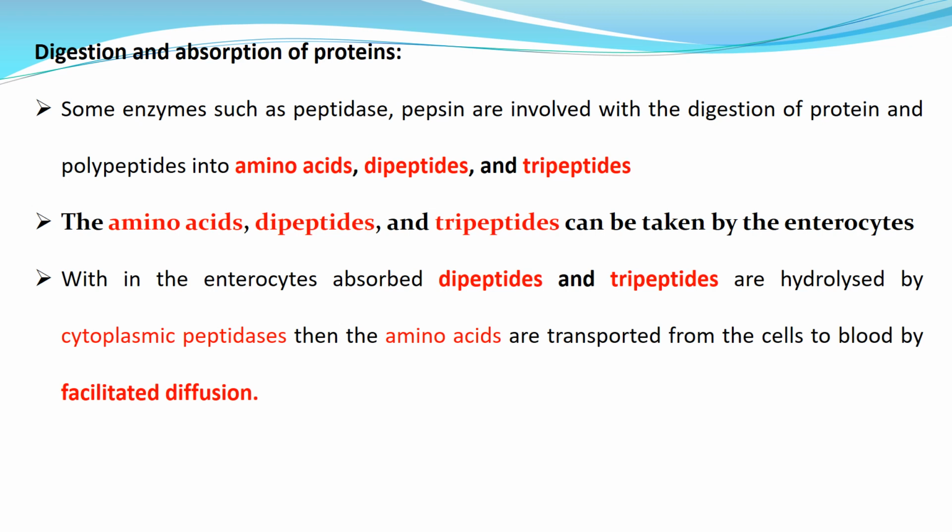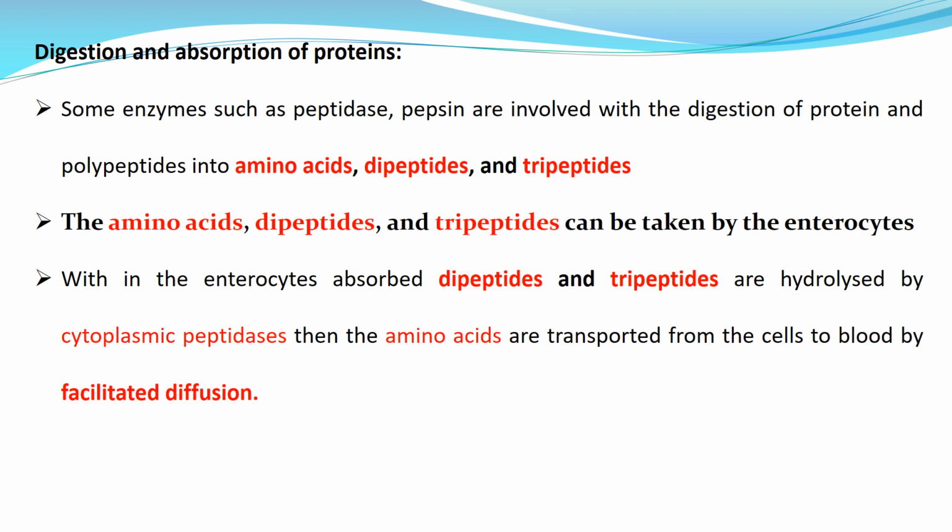The process of protein digestion is regulated with the aid of some enzymes, as we mentioned earlier, such as peptidase, and they can convert protein and polypeptides into amino acids. It means simple molecules: single amino acids, dipeptides, and tripeptides. The amino acids, or let's say dipeptides and tripeptides, can be taken up by the enterocytes.